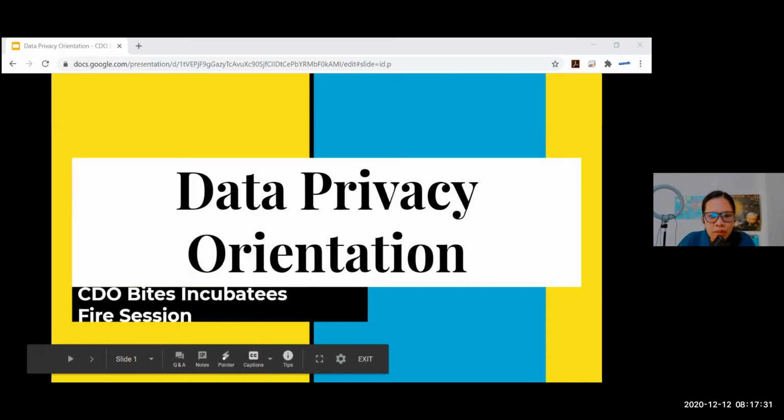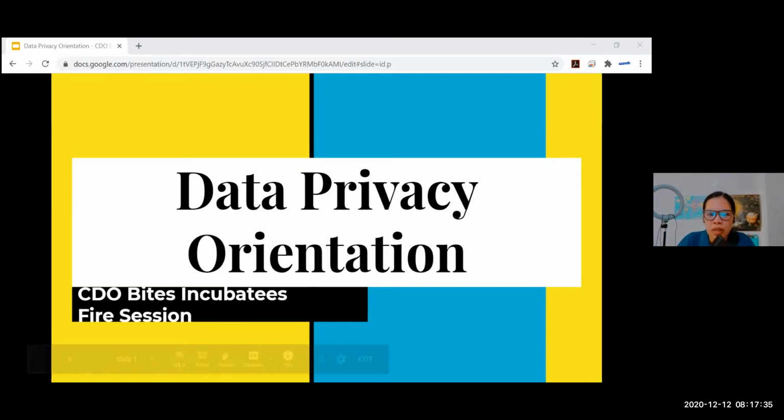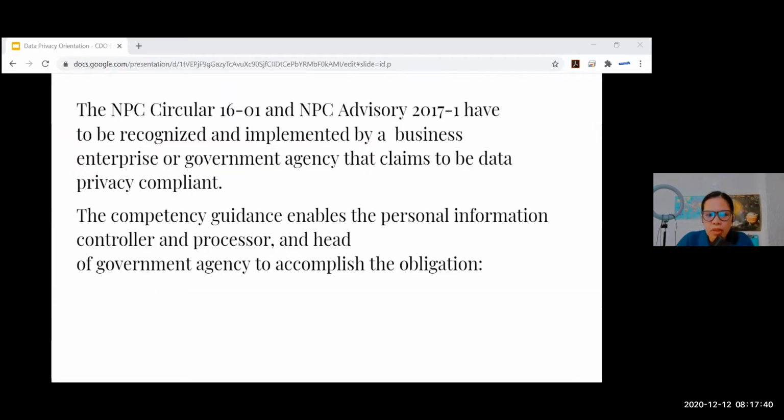So today I'll be speaking about data privacy in the context, of course, of startups. I'm going to cover pretty much what's mentioned in the law, the Data Privacy Act of 2012, specific to NPC Circular 16-01 and NPC Advisory 2017-1.